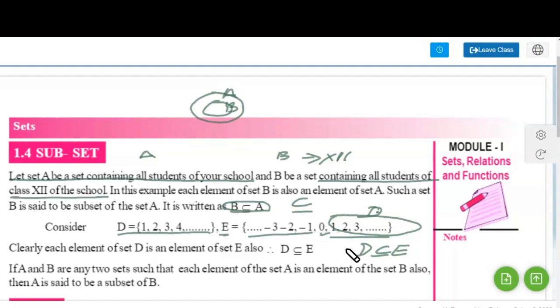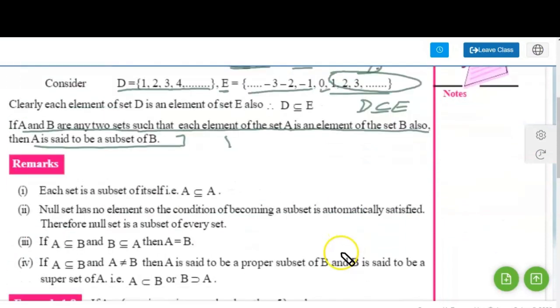Okay, let's see the definition. If A and B are any two sets such that each element of set A is an element of set B also, then we say A is a subset of B. Okay, that is the term subset defined. Now it has got some properties. Let's see what are they.